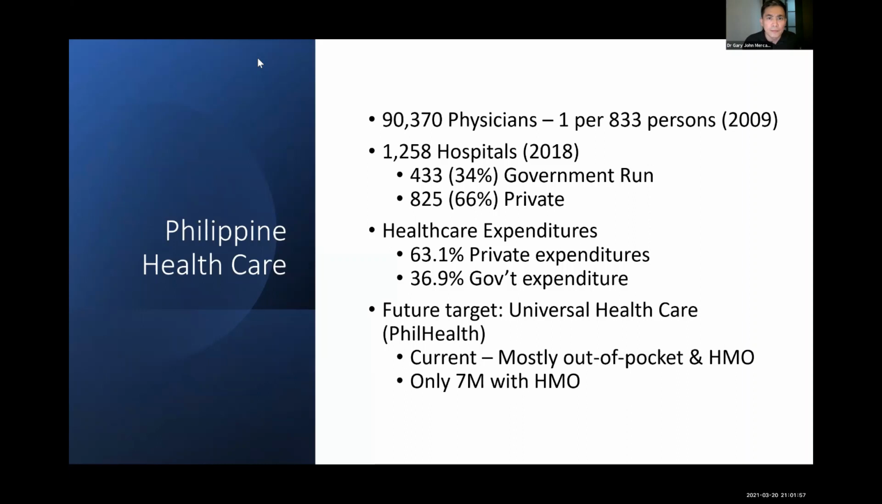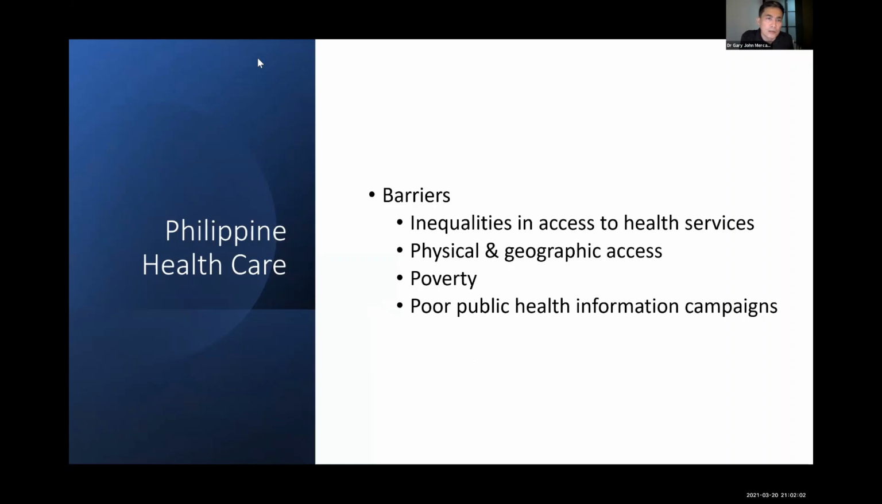There are certainly barriers to care, and they cause a lot of burden. These are inequalities in access to health care, physical and geographic access. As you can see, we're composed of several islands, and most of these islands are connected only by ferry boats. Of course, poverty is still a problem in the country, and there are poor public health information campaigns because, again, of the physical and geographic access.